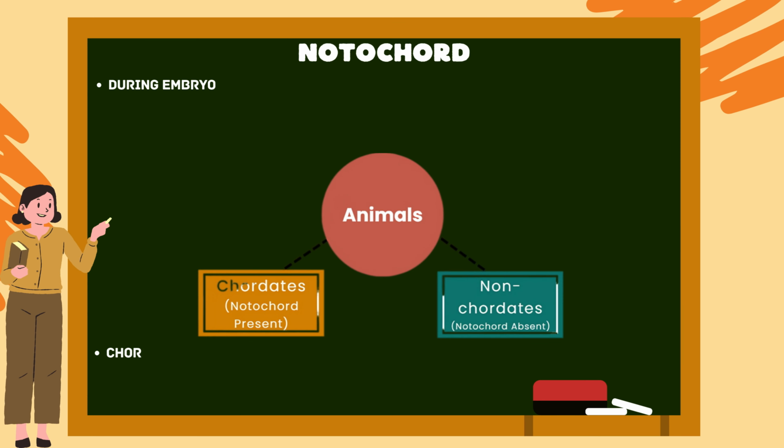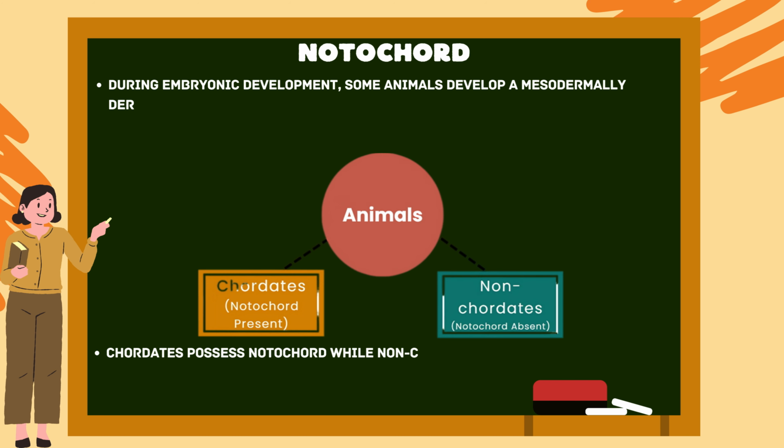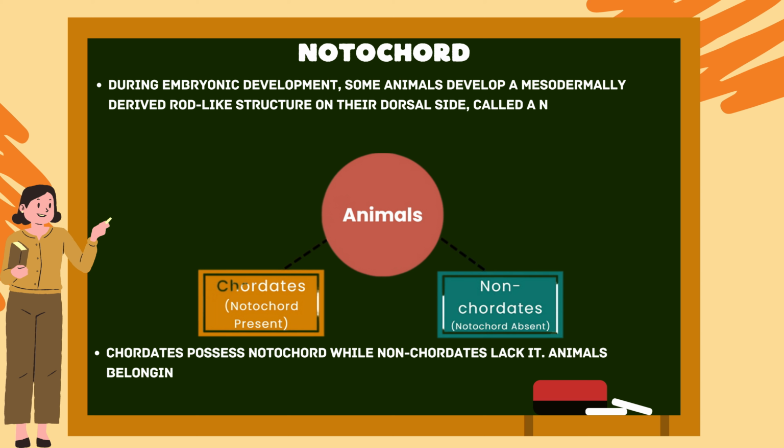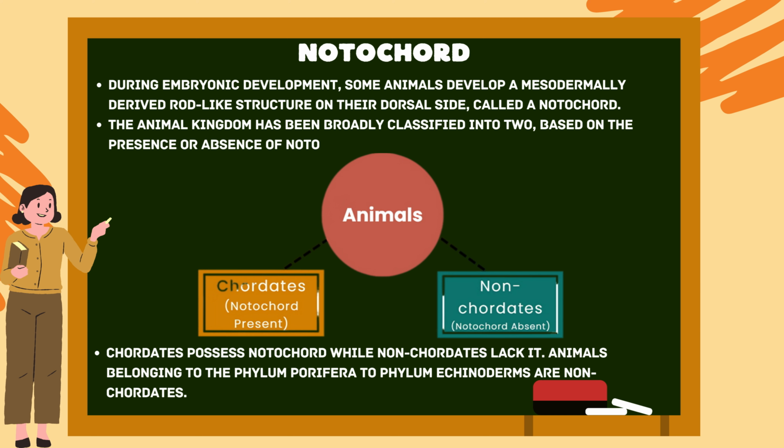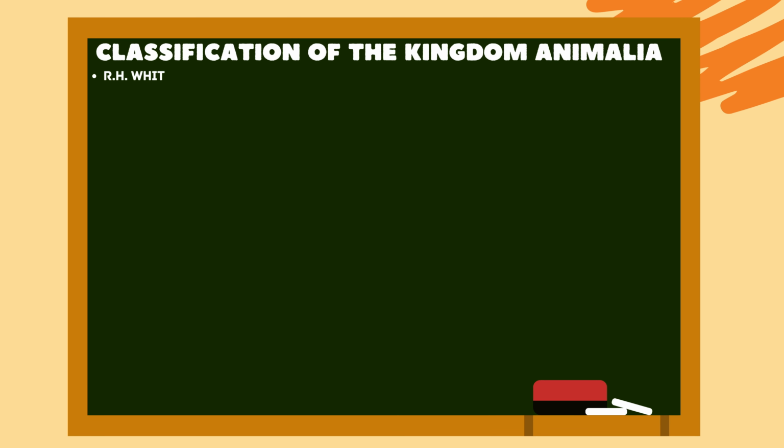Notochord. During embryonic development, some animals develop a mesoderm-derived rod-like structure on their dorsal side called notochord. The animal kingdom has been broadly classified into two based on the presence or absence of notochord: non-chordata and chordata. Chordata possesses notochord while non-chordates lack it. Animals belonging to phylum Porifera to phylum Echinodermata are non-chordates. Classification of the kingdom Animalia.